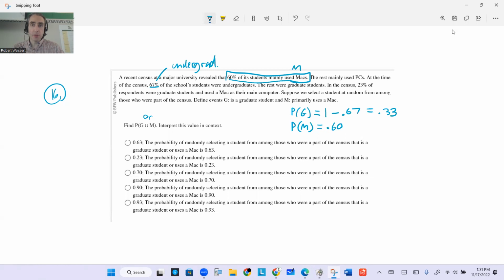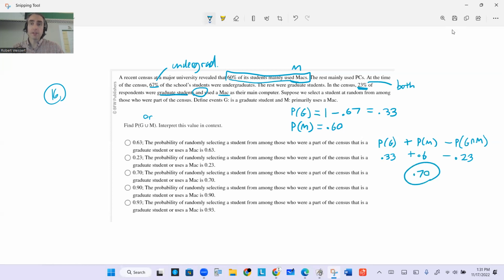And we have this number, which is 23% were graduate students and used a Mac. So this is going to be your both. This is going to be your and. So we're going to do the probability of G plus the probability of M minus the probability of G and M. So 93 minus 23 is going to be 70.7. That's your OR. Add them up, subtract the overlap.